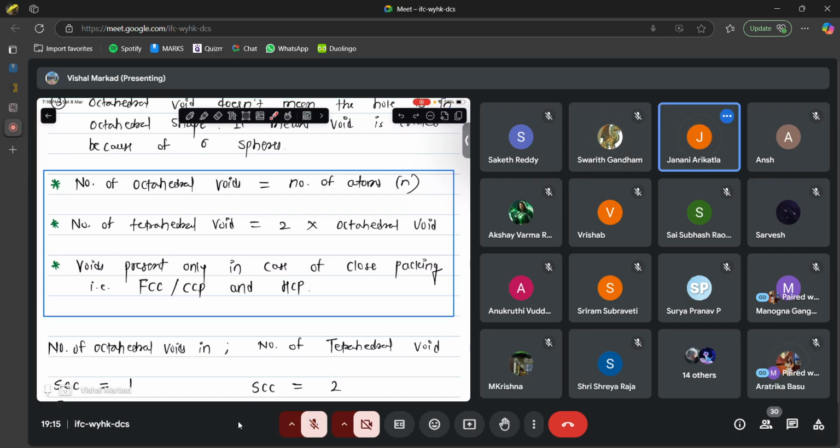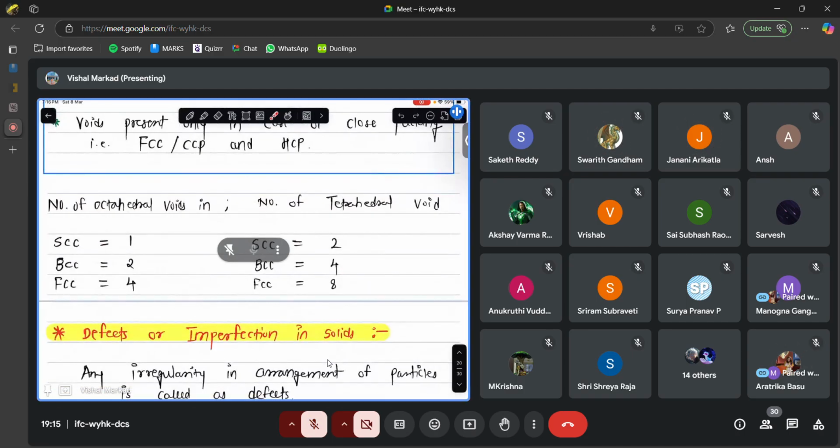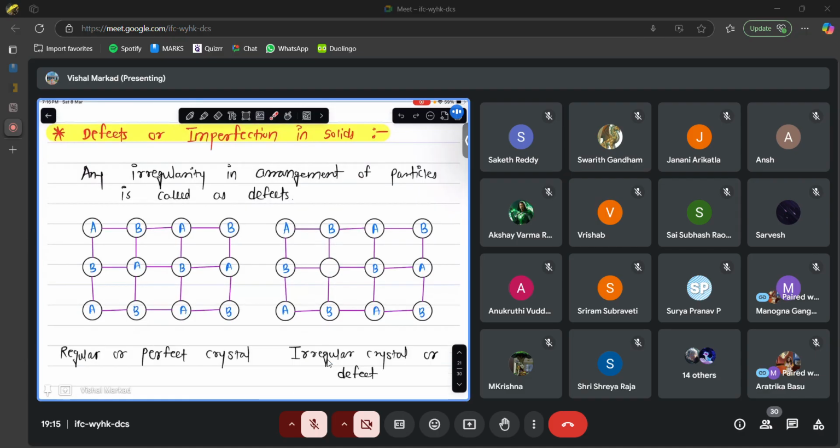Okay, sir. The same calculation. Number of octahedral voids in SCC 1, BCC 2, FCC 4. Number of tetrahedral voids in SCC 2, BCC 4, FCC 8. That is twice this one, multiplied by 2. And the third thing is what?